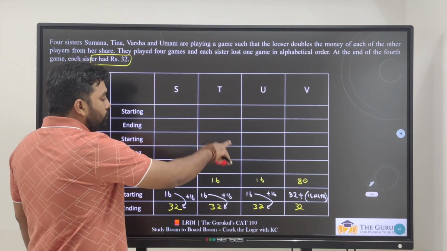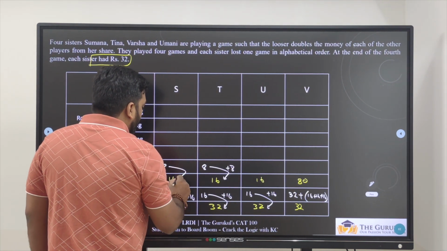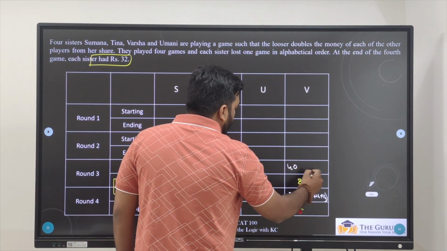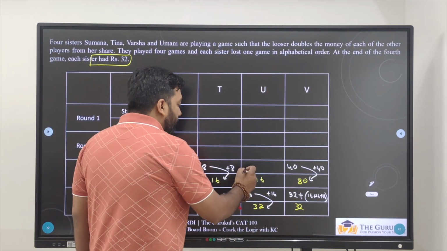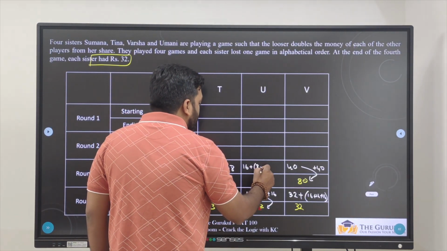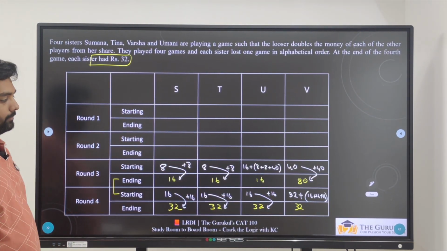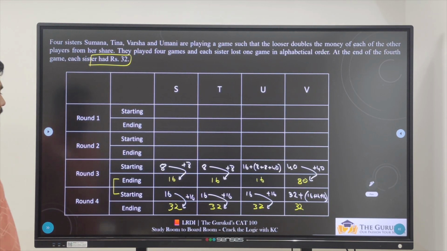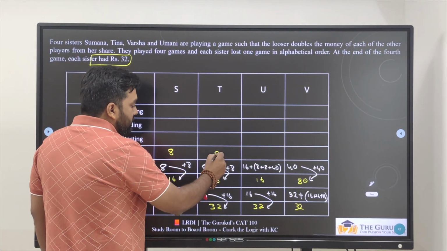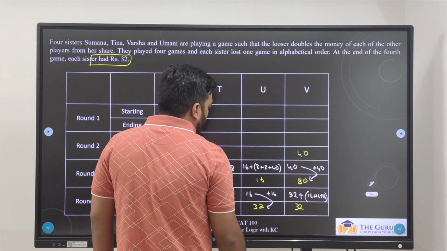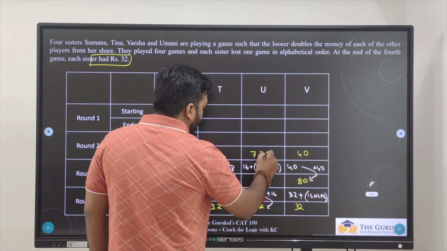Now who will lose? U will lose the game. So U is doubling the amount plus 8, doubling the amount plus 8, doubling the amount plus 40. Now where are these 8, 8 and 40 coming from? They are from 16 plus 8 plus 40. The amount is taken from U and given to other people. Now the ending amount and starting amount should be equal. So this should be 8 rupees, 8 rupees, 40 rupees, and this should be 72 rupees.